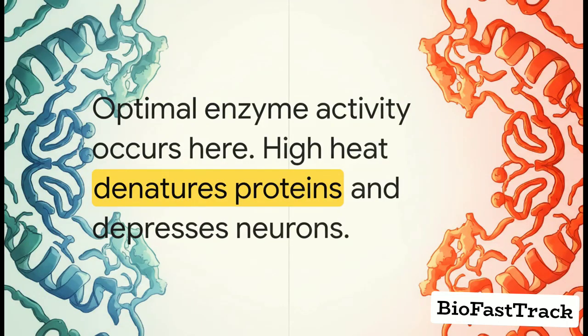Now, why do we defend this specific number? Well, optimal enzyme activity occurs right at 37 degrees Celsius. High heat physically denatures proteins. It literally unravels their 3D structures and severely depresses neuronal function.